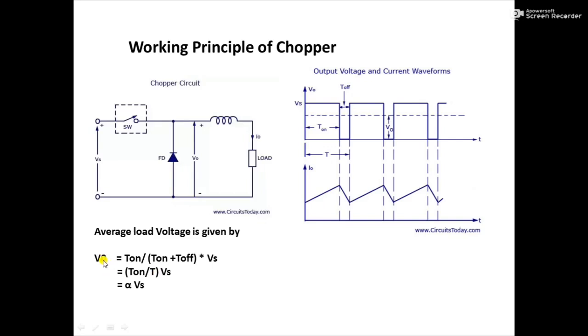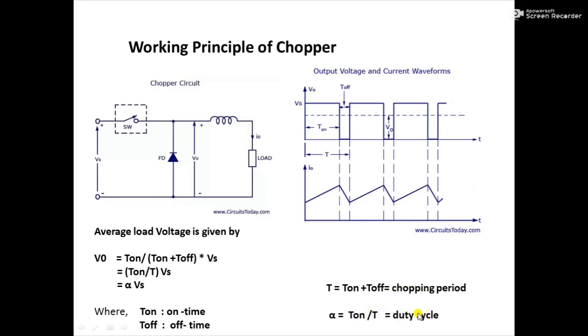So this is the load voltage equation. It is duty cycle multiplied by the total input supply voltage. So here T on is the on time for which the chopper is on, T off is the off time for which the chopper is off, and T, the total time period, is T on plus T off, and it is called the chopping period. Alpha is nothing but duty cycle, which is the ratio of on time period divided by total time period.